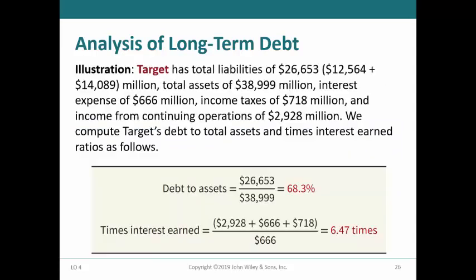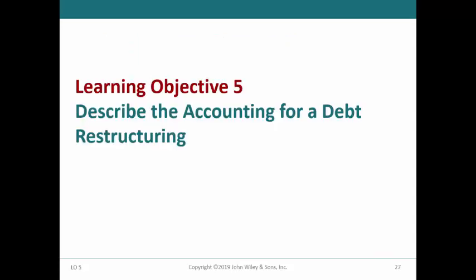This slide shows the debt to asset and times earned ratios for Target. It is important to remember that single ratios by themselves really are not very useful. Ratios are most useful when they are compared with other years or industry averages to determine trends and relative standings with similar companies. In the appendix for this chapter, we will discuss the accounting for debt restructuring.